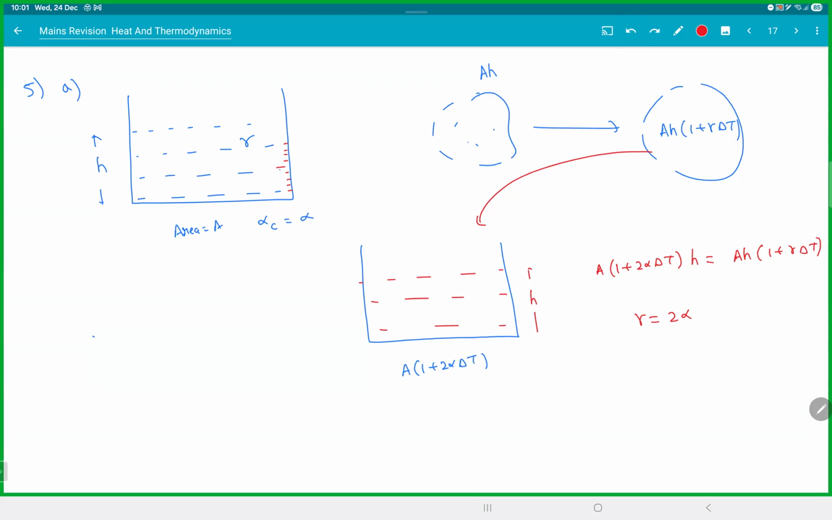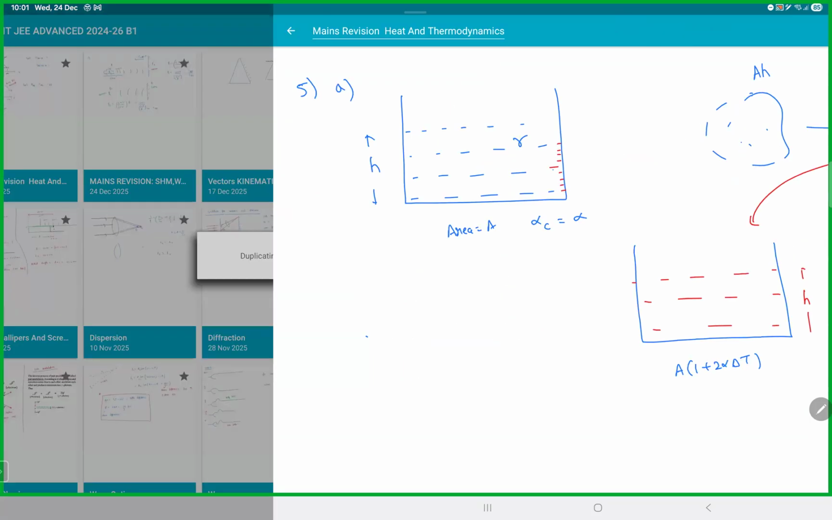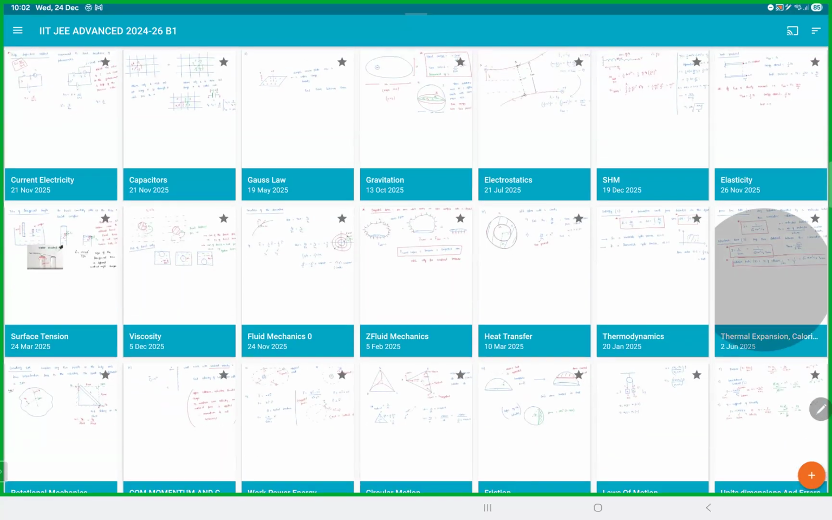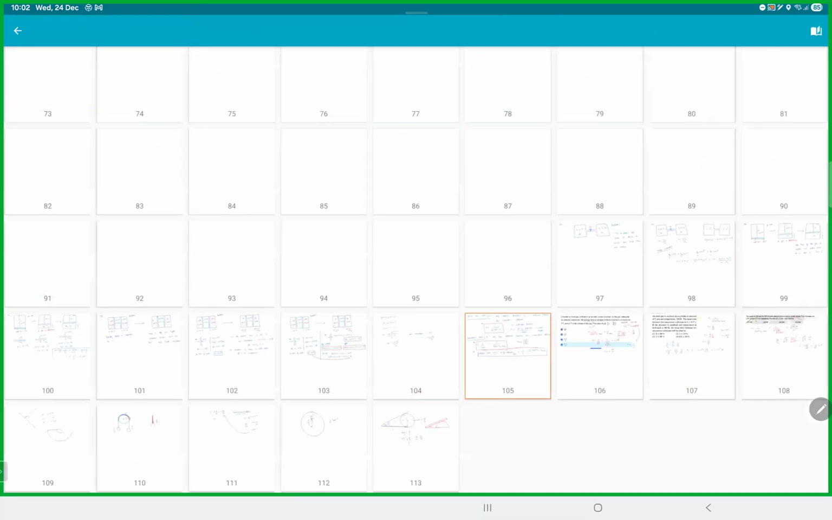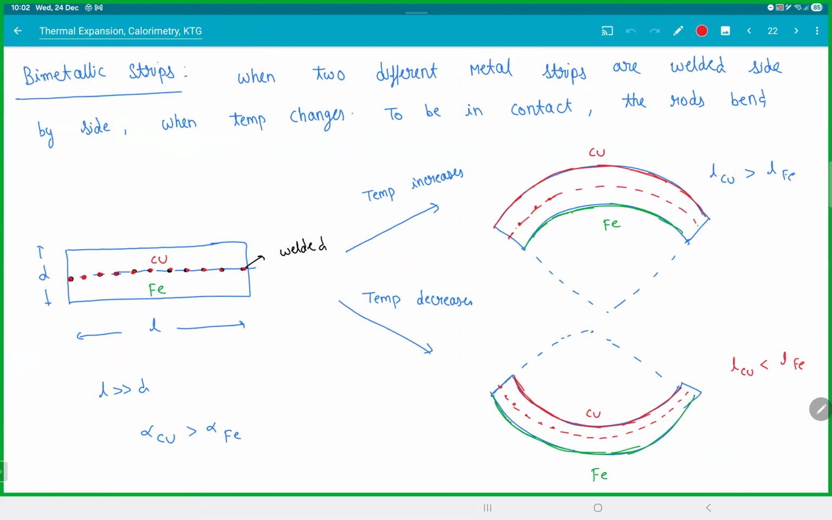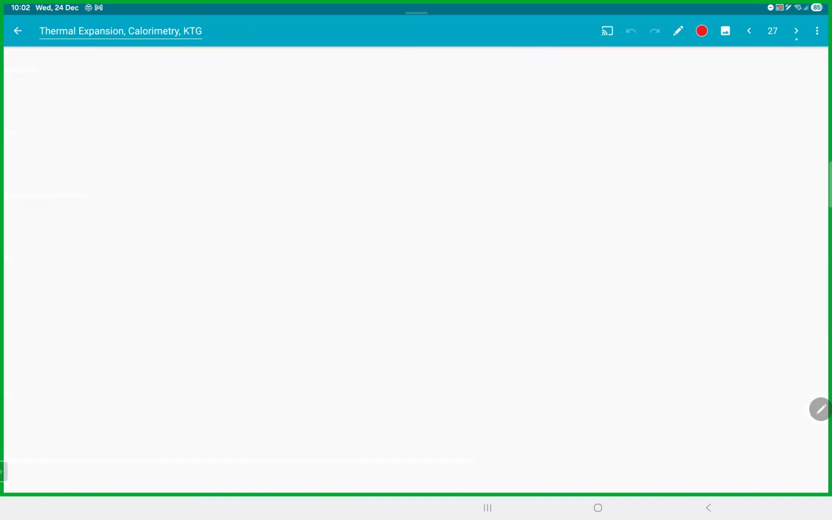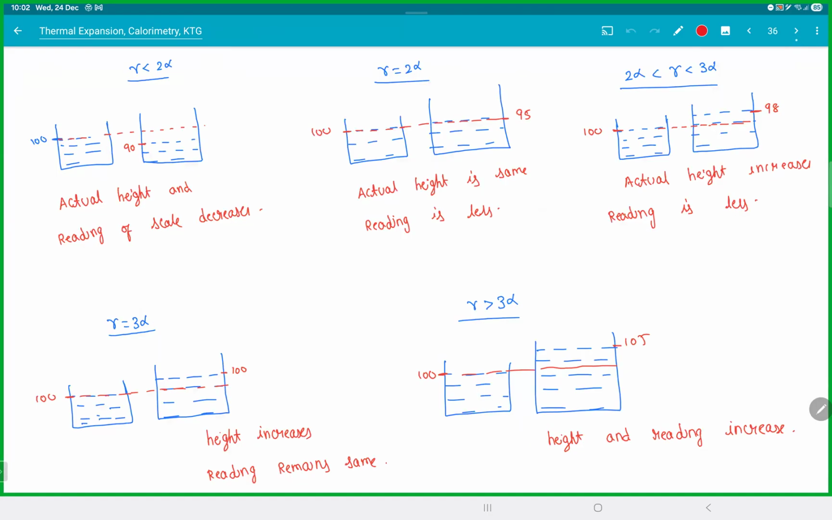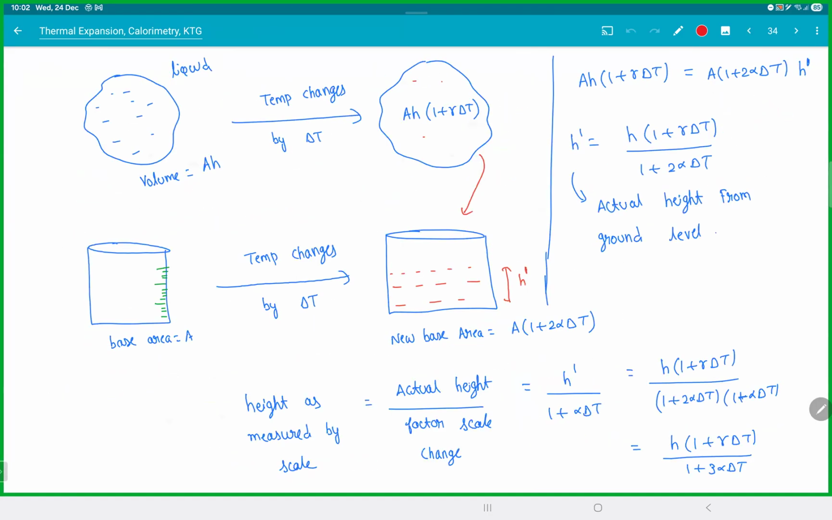So if we had a scale attached to the beaker, the readings on it will get affected. This you should check out. We did this in thermodynamics. I wrote all the pictures there. This was the question: when temperature increases, decreases. Cavity. Where is this? Yeah, this was the question. Exact same question basically. So the height as measured by the scale, the formula changes. It will be gamma is equal to 3 alpha.